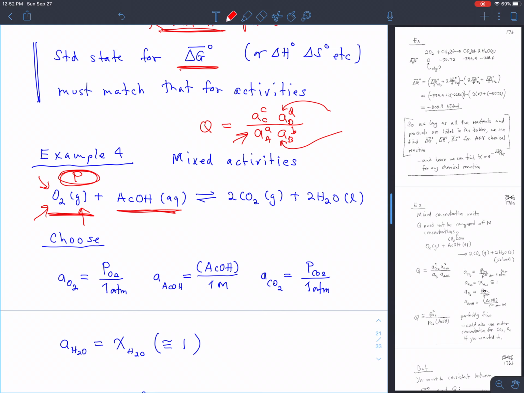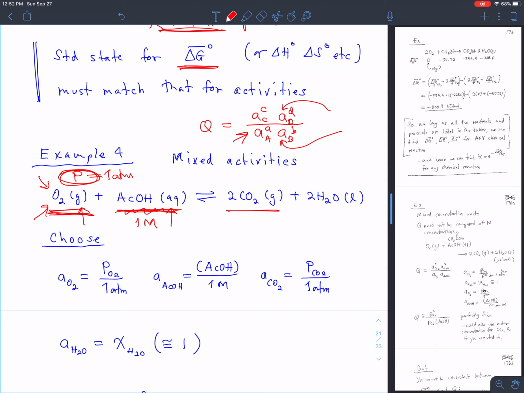It also involves some acetic acid, which is dissolved in a water solution, so it's aqueous. In that case, we're going to want to use the 1 molar concentration. So pressure equals 1 atmosphere is the relevant standard state for the oxygen. 1 molar is the relevant standard state for the acetic acid.